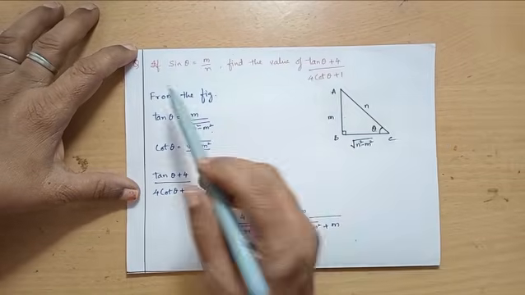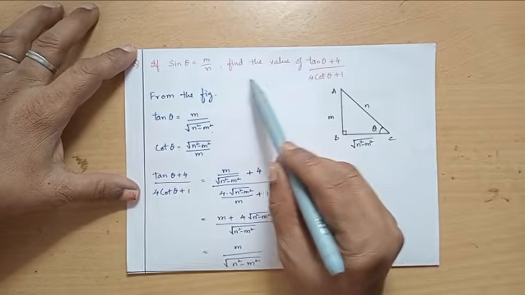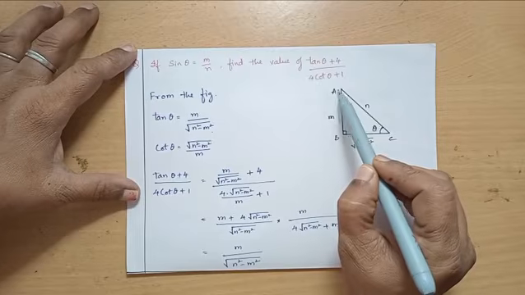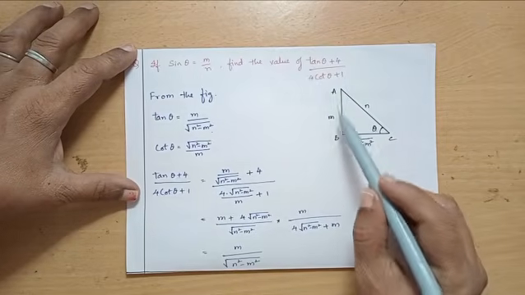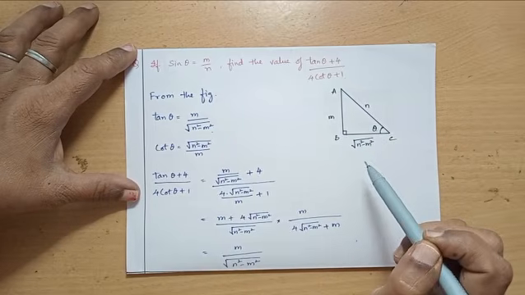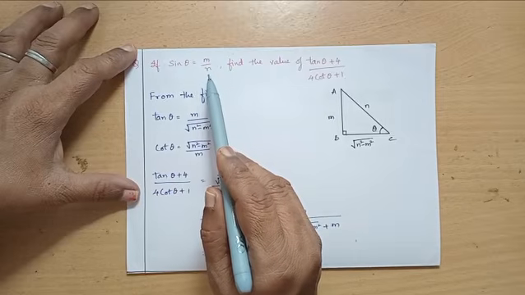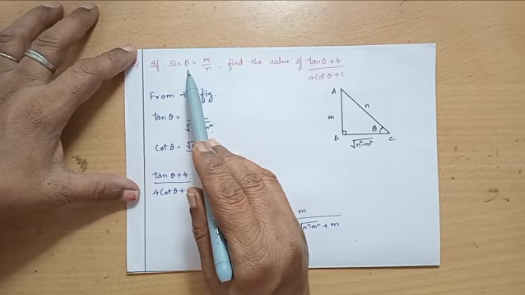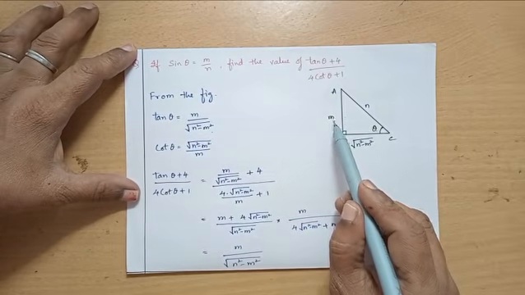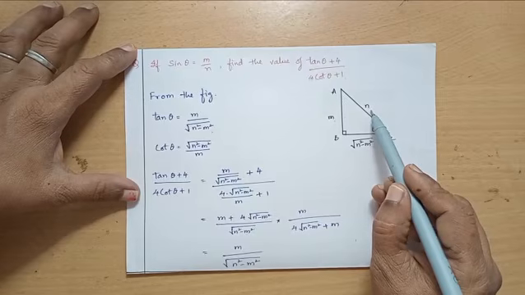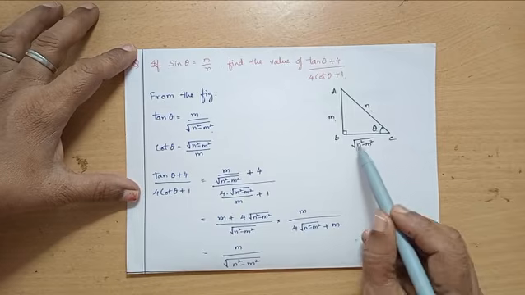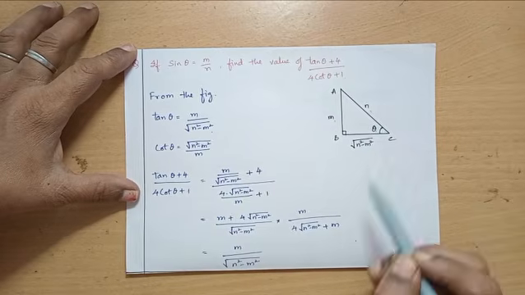Next question. If sin theta is equal to m by n, find the value of (tan theta plus 4) whole divided by (4 cot theta plus 1). When we draw a triangle, in triangle ABC, angle B is 90 degrees, they have given sin theta is equal to m by n. Sin theta is opposite side by hypotenuse. So opposite side is m units and hypotenuse is n units. Using Pythagoras theorem, we get BC is equal to square root of n square minus m square.